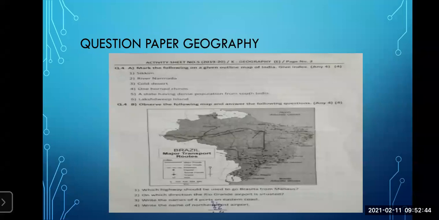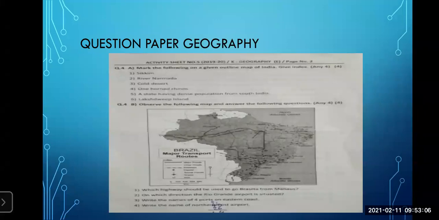It may come, mark the following places in the outline map of Maharashtra or world, whatever the question goes with. Now, when these places are given, you have to mark them. An outline map will be provided for you, and of course the index for it is very, very important.